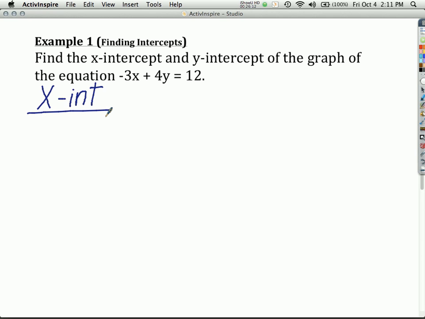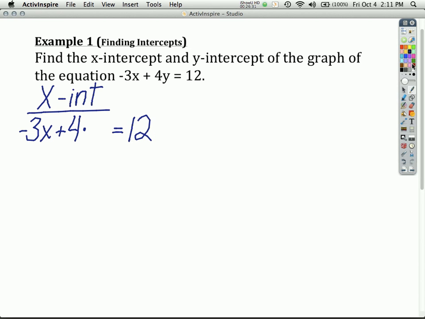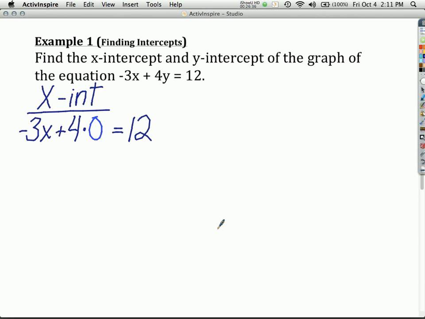So here's what we do. To find the x-intercept, we make y 0. So we're going to take this equation, but we're going to replace the y with a 0. Negative 3x plus 4 times 0 equals 12. And so we're going to plug in a 0 right here. It's a trick. Not really a trick, it's a technique for finding the x-intercept. So this is now an equation for us to solve.